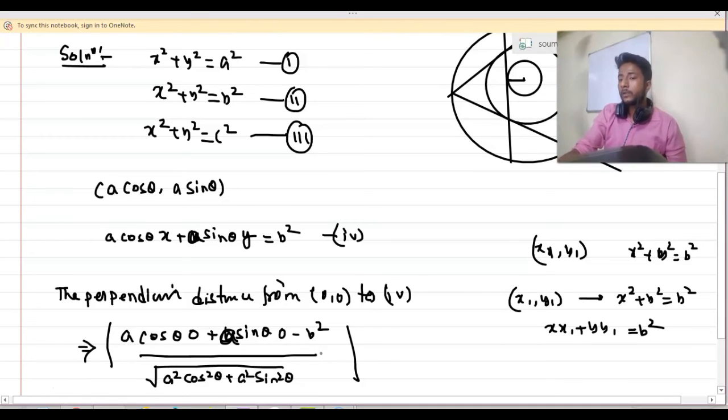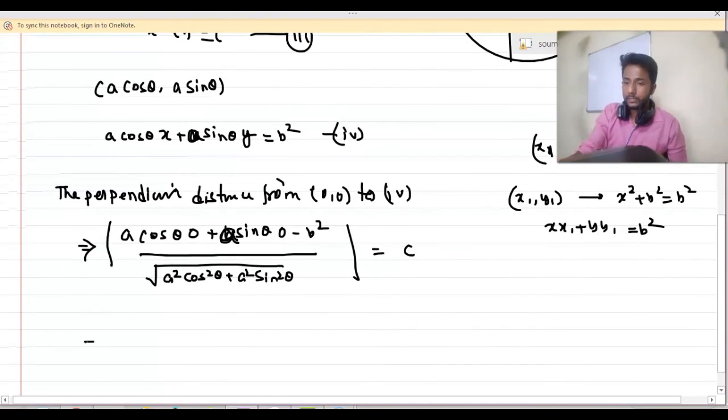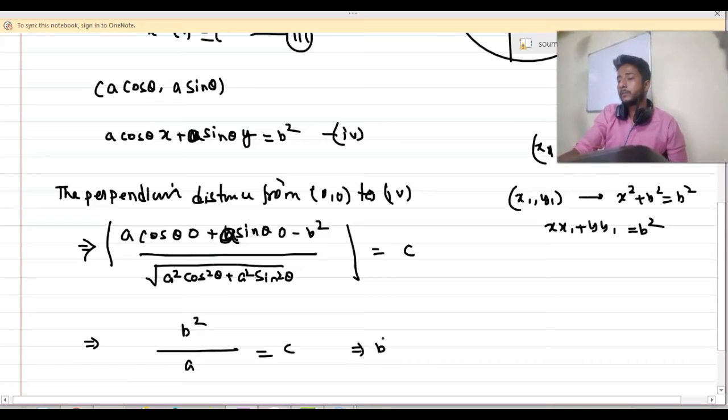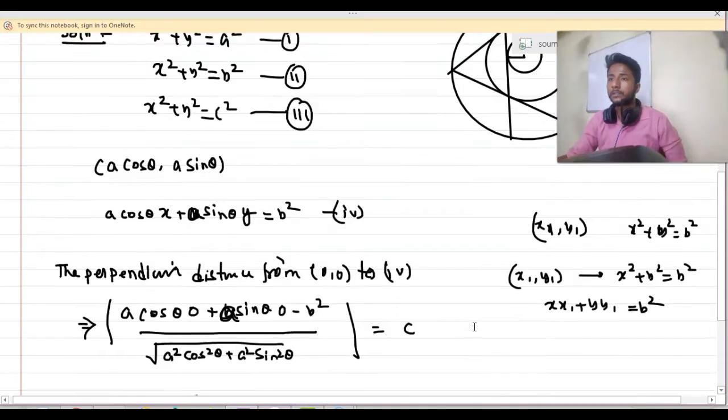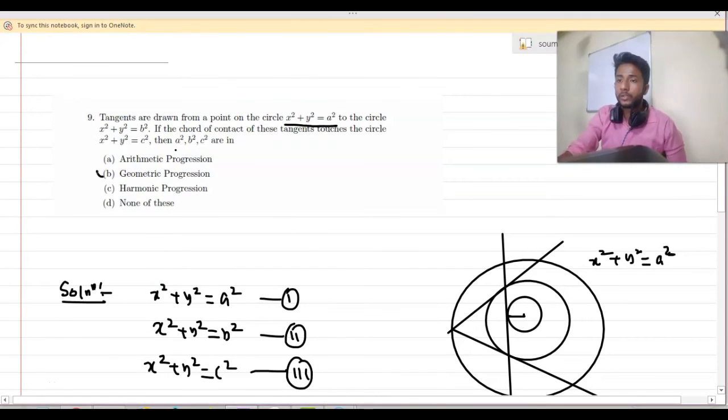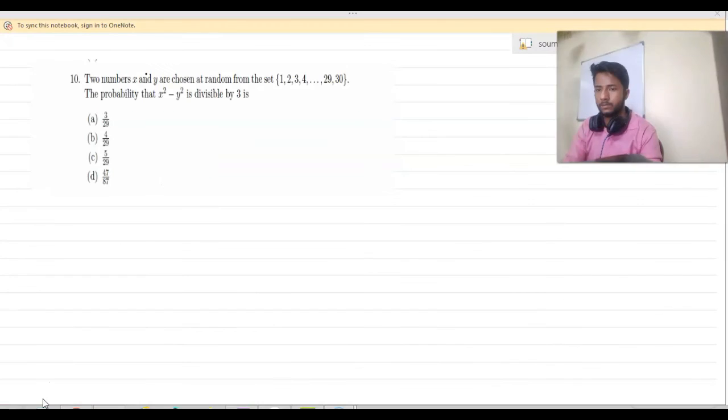Now this perpendicular distance must be equal to the radius of this third circle. Now what is the radius of this third circle? It is c. So I am writing this c. So this is nothing but b square by a is equal to c. So I can say that b square equal to ac, and hence I can say that a, b, c are in GP. So our option B is our correct option.